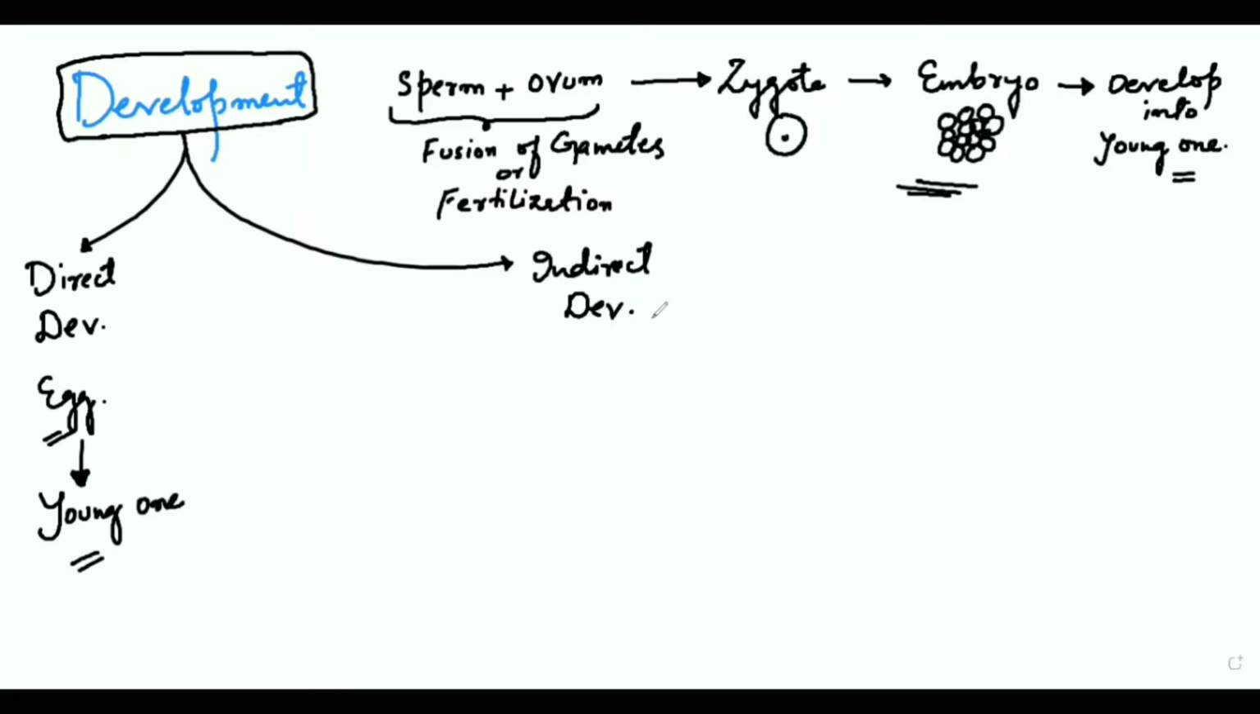But in indirect development, what you'll see is that the egg will first form a larva, and then the larva will develop into a pupa, and the pupa will then develop into the young one. So the development is not direct. You're not getting the young one from the egg. There are 2 further intermediate stages which are formed, larva and pupa.